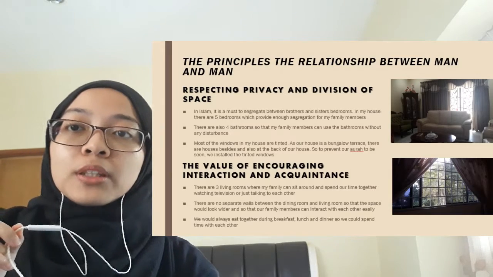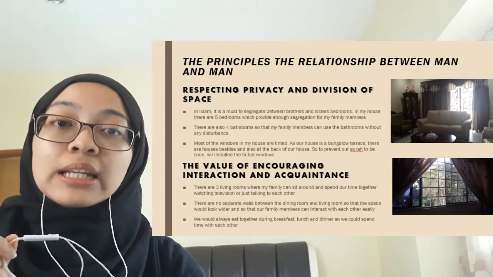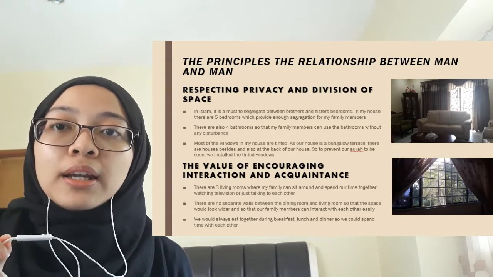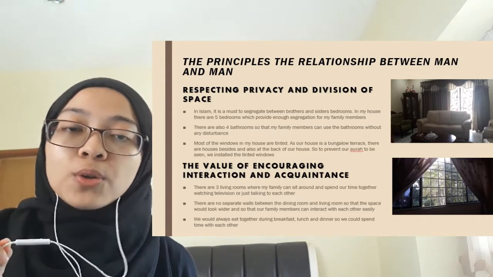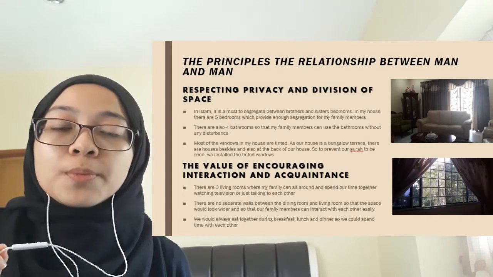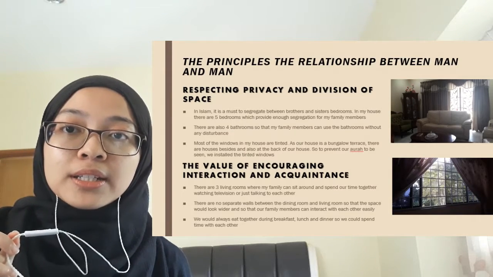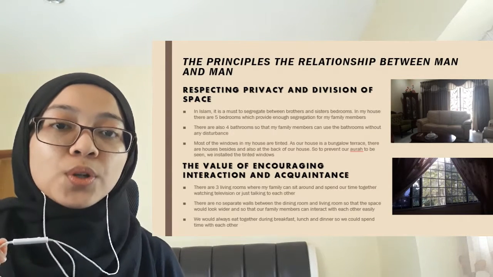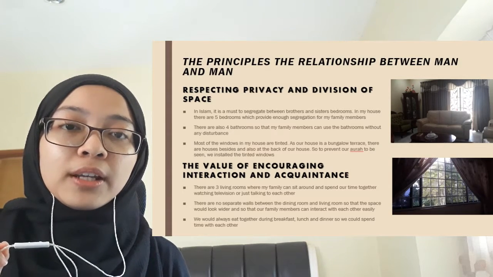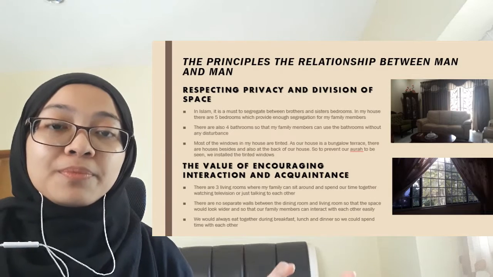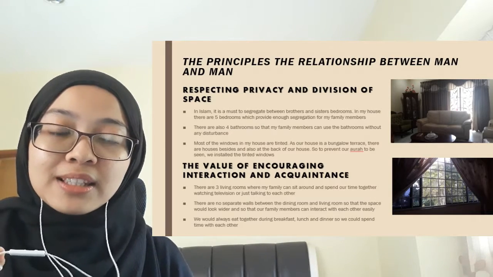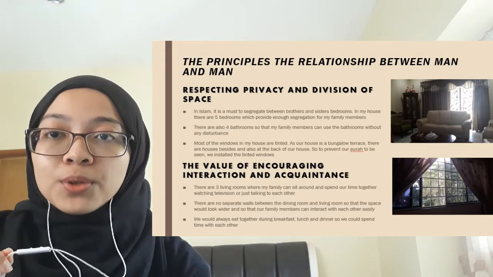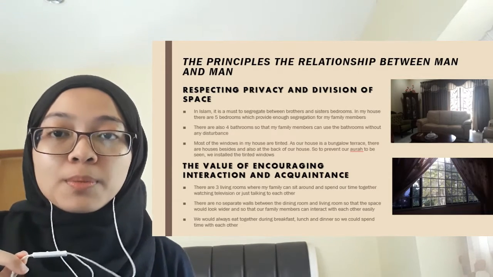Next is the principles of the relationship between man and man. In terms of respecting privacy and division of space, in Islam, it is a must to segregate between brothers and sisters. And in my house, there are 5 bedrooms and also 1 master bedroom, which provide enough segregation for my family members. And also there is an extra room that can place the visitors so that the visitors can sit in.